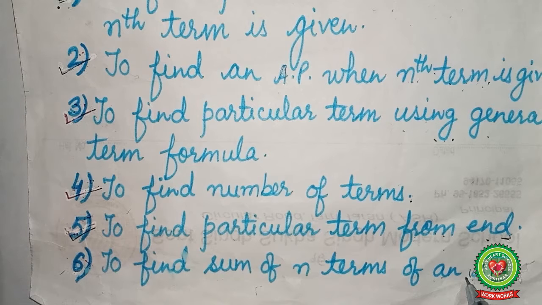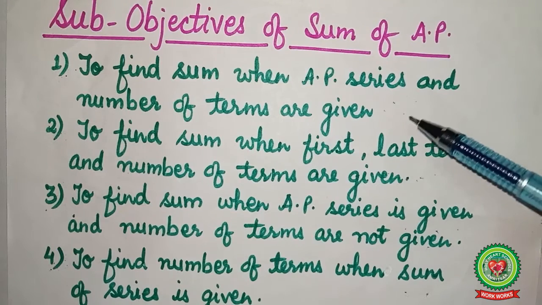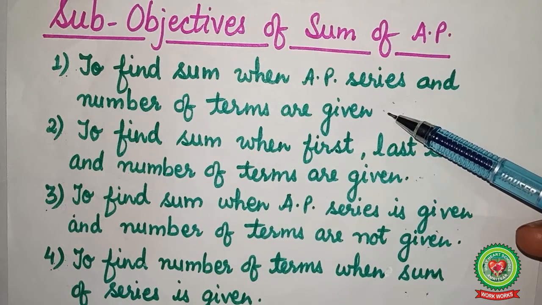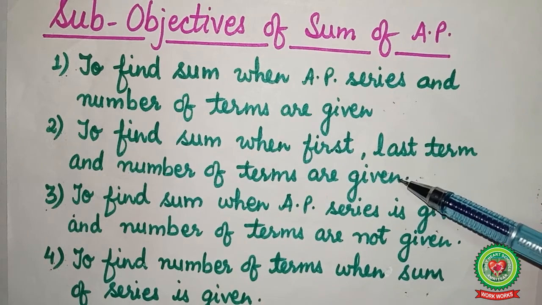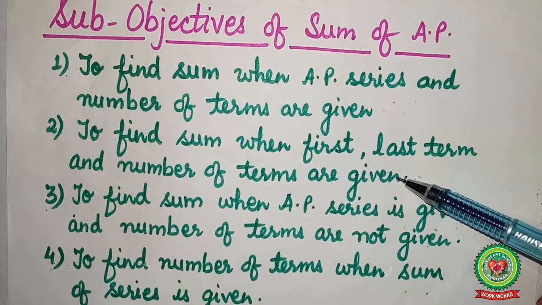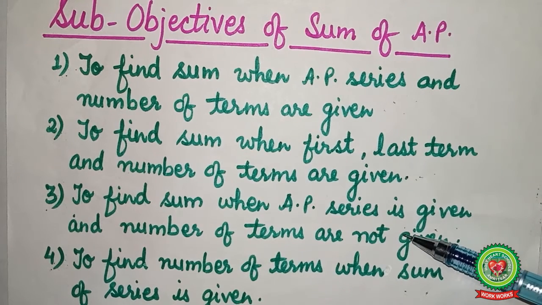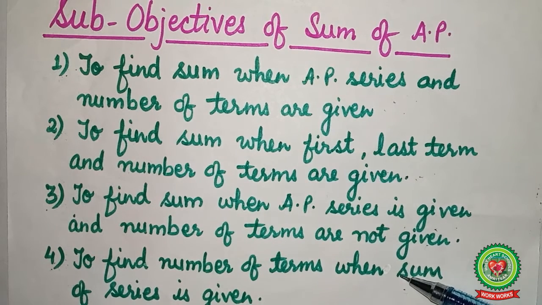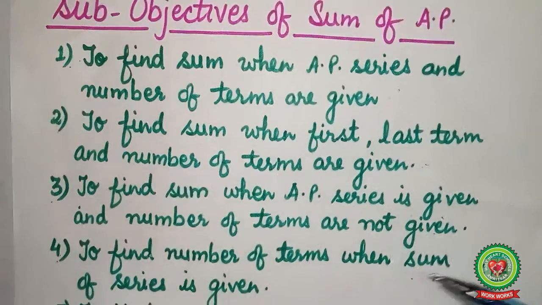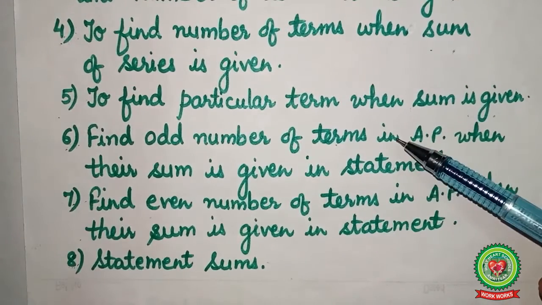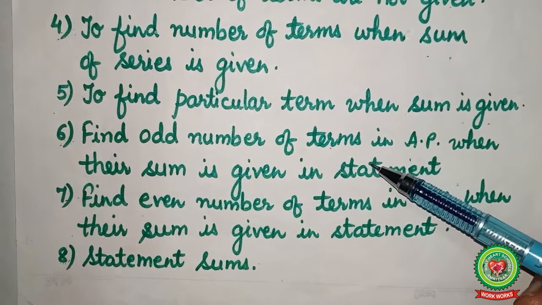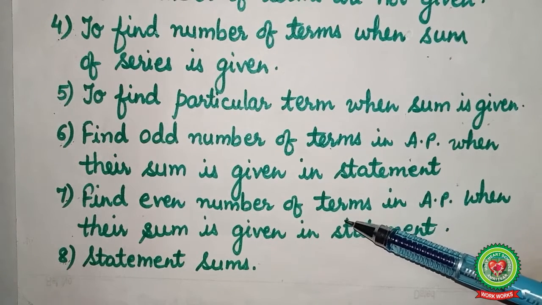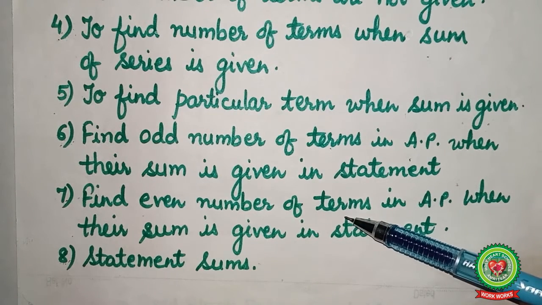And under this objective, we have completed subtopics also. That is, first, to find sum when AP series and number of terms are given. Second, when first term, last term and number of terms are given. Third, when AP series is given and number of terms are not given. Then fourth, to find the number of terms when the sum of the series is given. Then we have done 6th and 7th, that is the selection of odd number of terms in AP and selection of even number of terms in an AP.